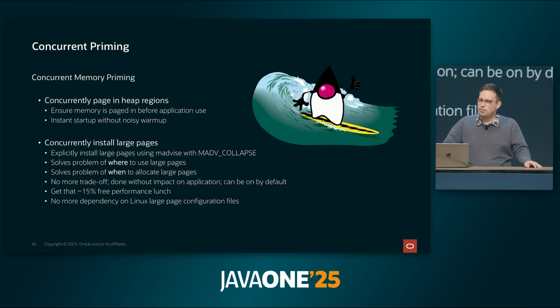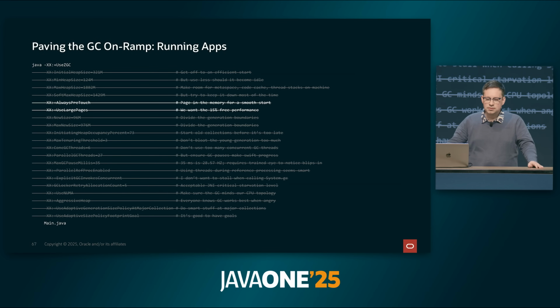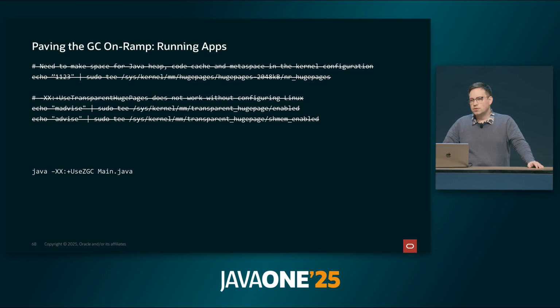And even better, you don't need to specify any interesting Linux configuration files, because this system pierces through the configuration and just tells the OS what to do, regardless of the configuration. So I think this is pretty cool. And with concurrent priming, we can then finally remove the last two JVM options here. And we can also remove all this need for configuring the Linux kernel. So this is starting to look pretty easy to use now.